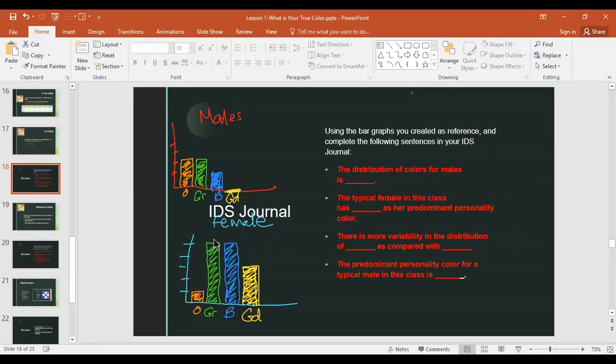And lastly, the predominant personality color for a typical male in this class. Again, we have a tie here, so it would be orange or green. Make sure you update those responses. I hope you were able to get some of those at least.